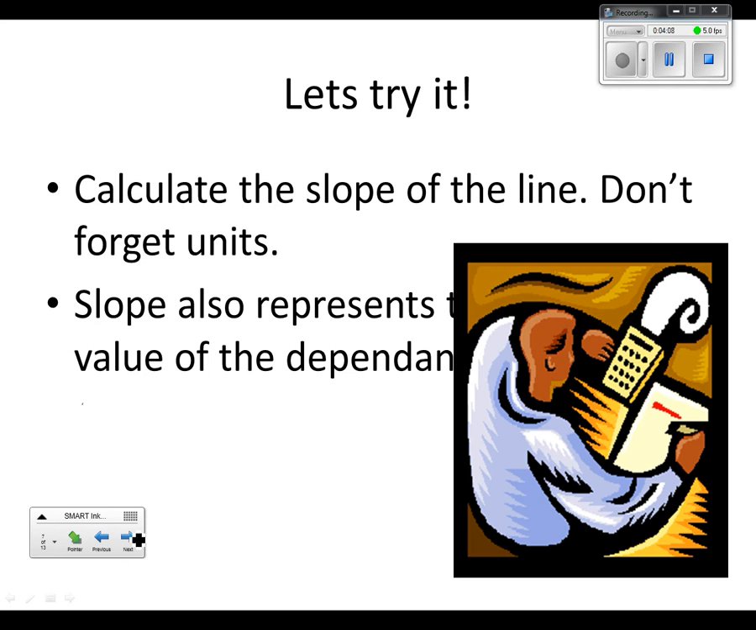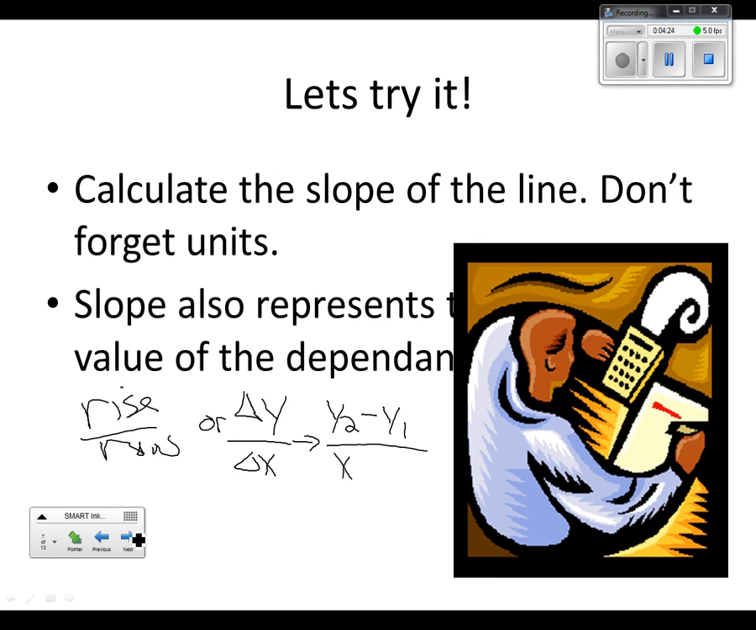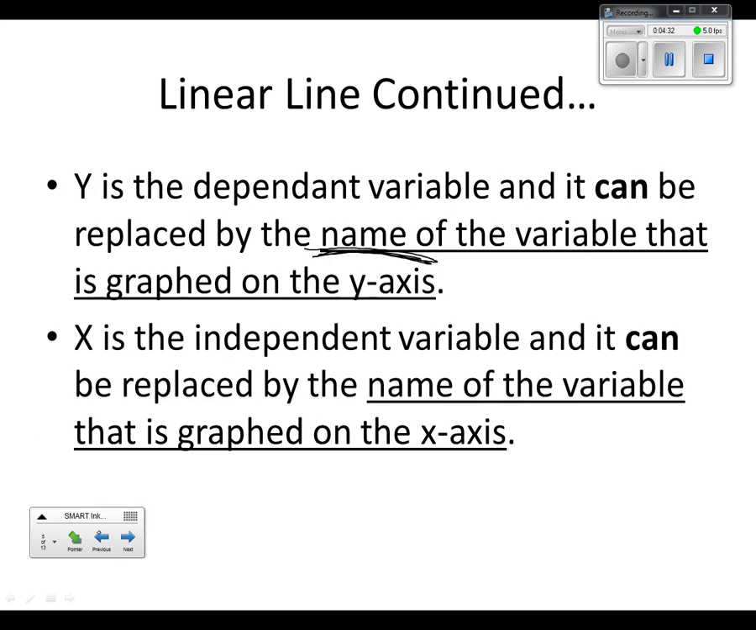So rise over run, or delta y over delta x, which is y2 minus y1 divided by x2 minus x1. Again, that is review. If you have trouble with that, or somehow you missed that in math, talk to me on Monday and we'll go over it in more detail.